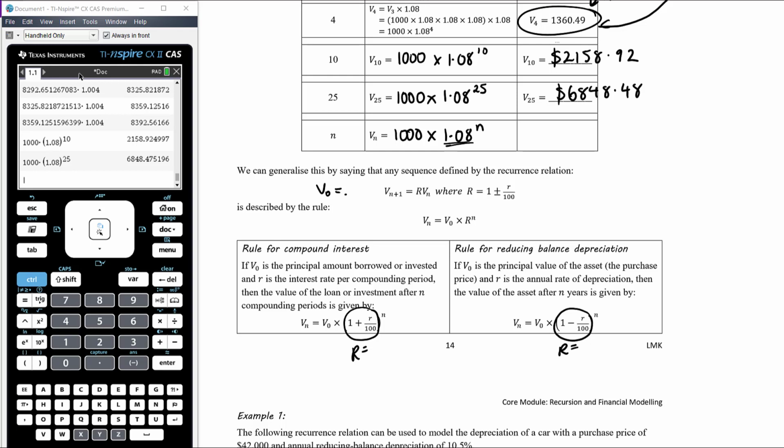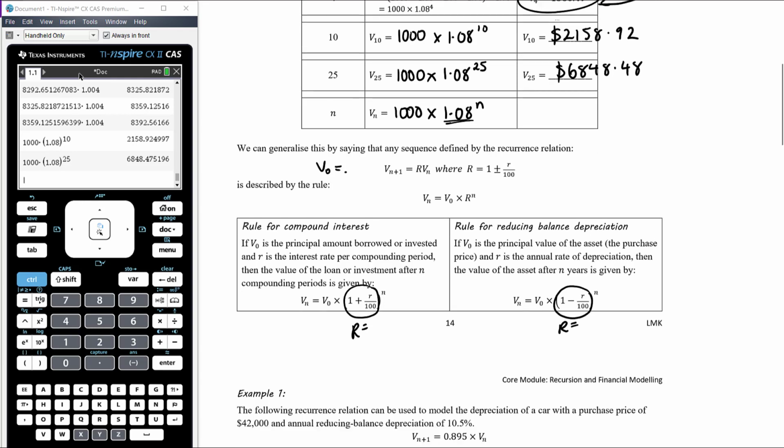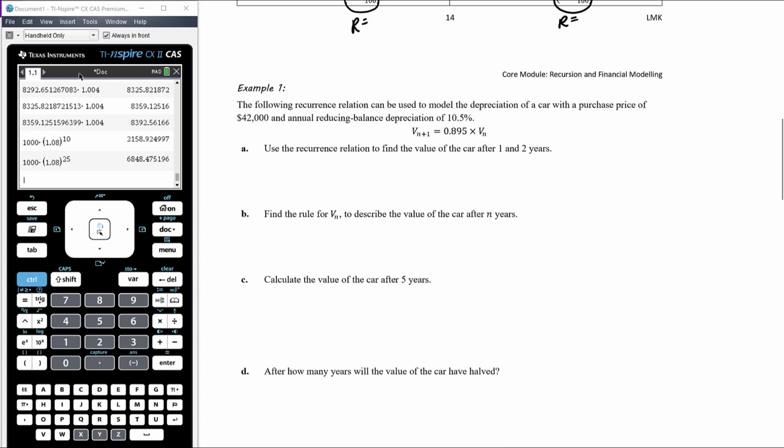So if we're increasing by 20%, we're ending up with 120% of what we started with. That is multiplying by 1.2. If we're decreasing by 20%, we're ending up with 80% of what we started with. That is to multiply by 0.8. Okay. All right, let's work through some examples.